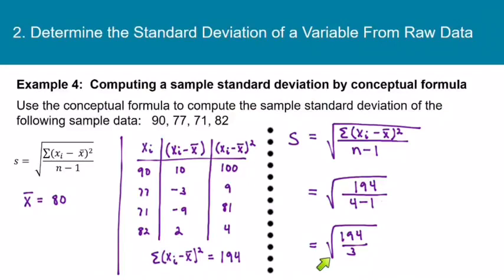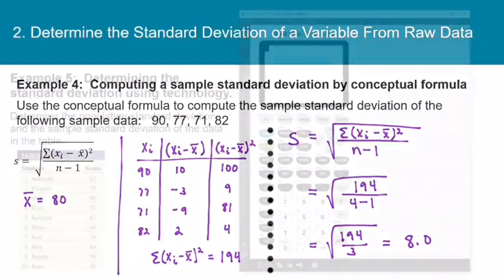And so now on your calculator, the square root of 194 over 3 is equal to 8.0. And I did keep one decimal place because the data does not have any decimal places. So my calculated statistic should have one decimal place.